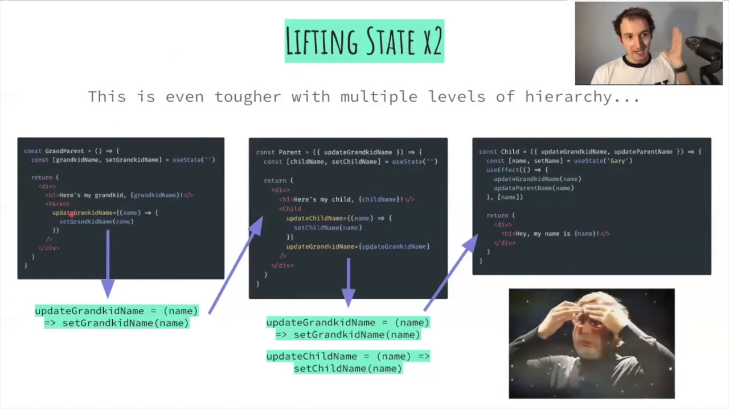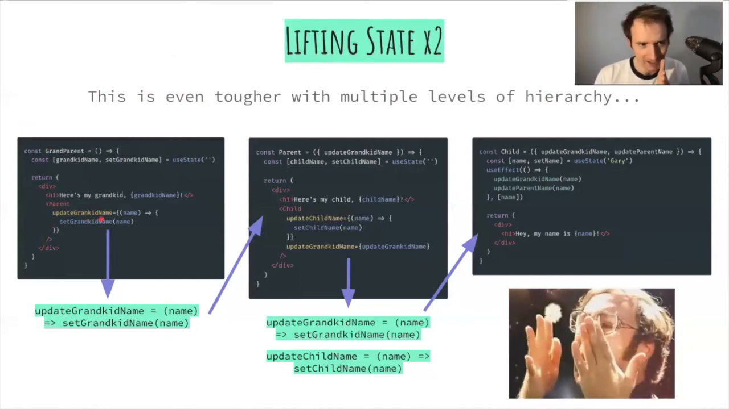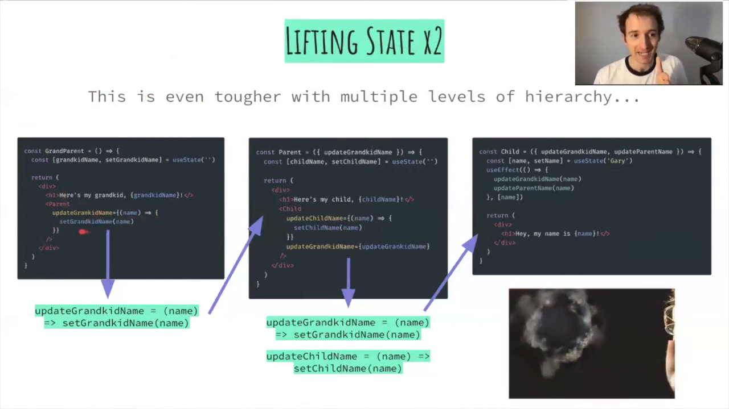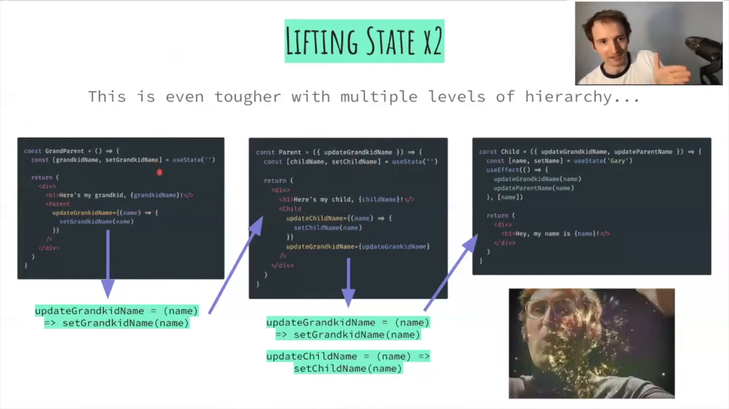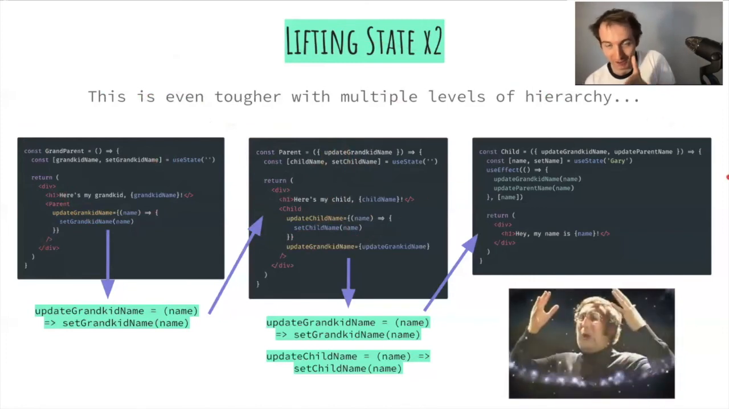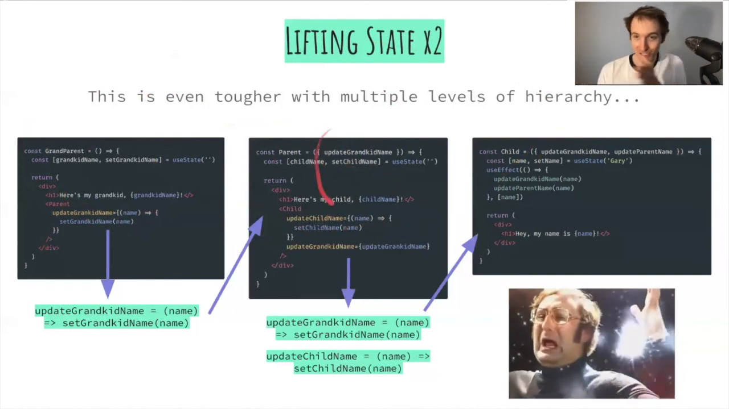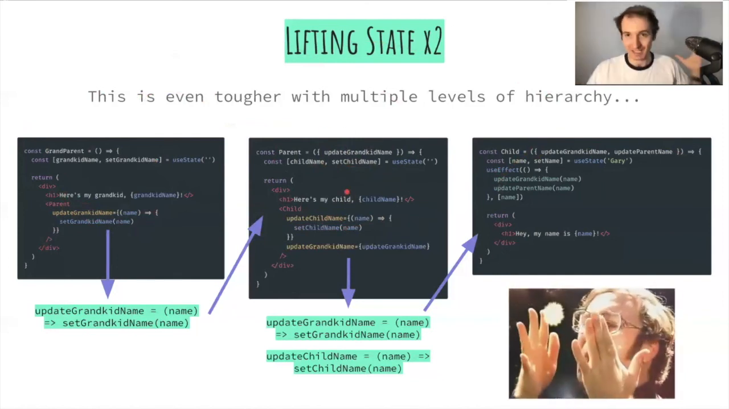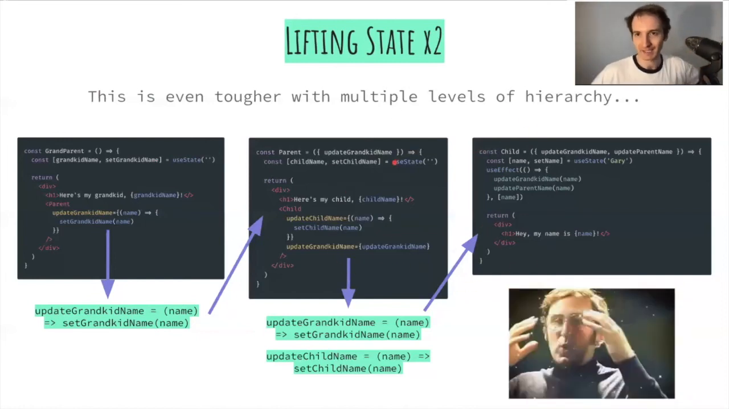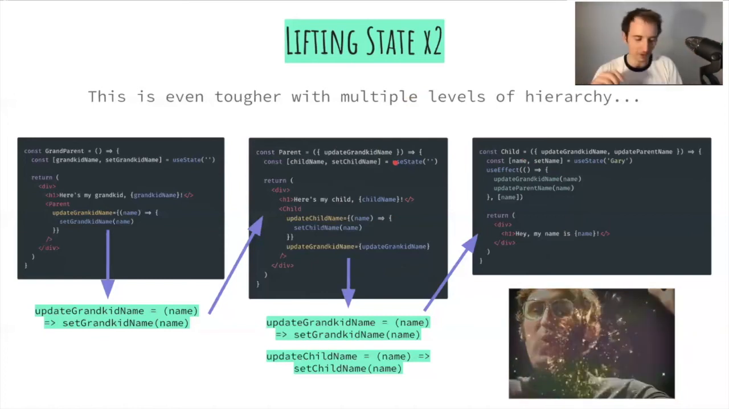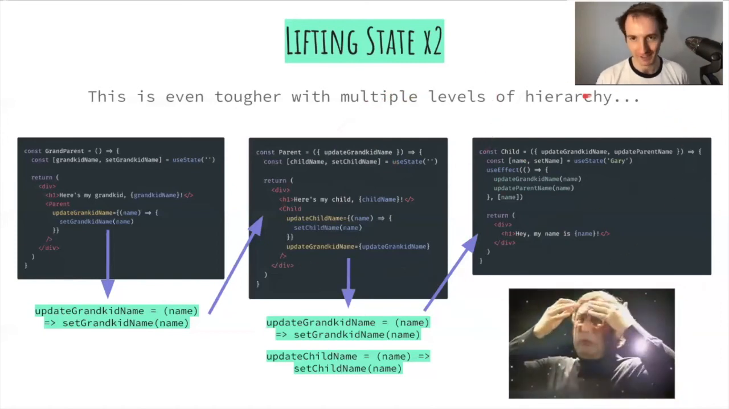So in the grandparent component, we have this function called update grandchild name. We need to pass that down as a prop to the parent. And then we also need to pass that down as a prop from the parent to the child. But then we also need to add the update child name method, which is going to change the parent's child. So at this point, it just becomes way too complicated. So we have all of these state updates. We need to lift up the state from lots of interwoven components all around our component tree. So it just becomes way too complicated.